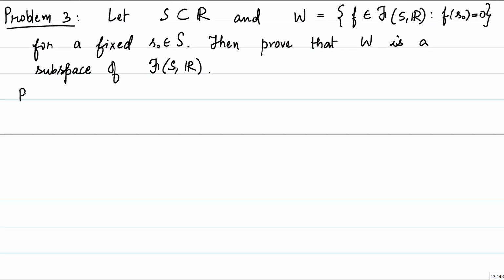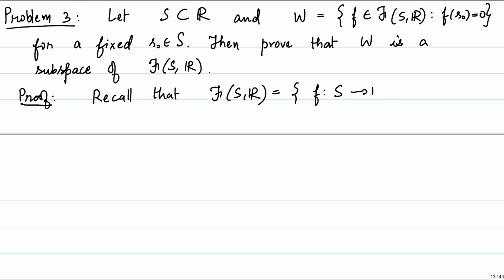Okay, let us look at a solution to this problem, rather proof, because this is a proof. So, let us call it a proof. What was F(S, R)? Recall that F(S, R) is the set of all functions from S to R. And what were the vector addition and scalar multiplication there? They were pointwise. So, with the vector addition, if you take two functions and look at f plus g, we would like to say that it is a function from S to R, right?